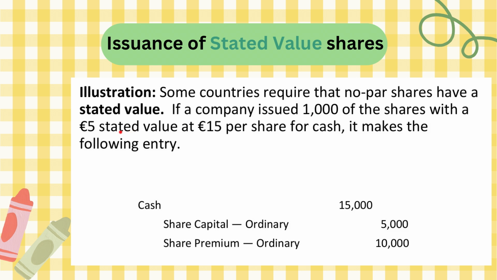Okay, the stated value or the par value, it's 5. So this is what should be recorded in the share capital ordinary. Okay, share capital ordinary will be recorded at 5 per share. So 5 times 1,000, it's 5,000. Okay. Now, how much cash are you going to receive? You're going to receive 15 per share. So 15 times the 1,000 is the cash you received. So 15,000. Now, the difference between the 15 and the 5, okay, which is the 10 per share, the 10 per share will go to the share premium ordinary. Okay, so any extra amount will go to the share premium ordinary.